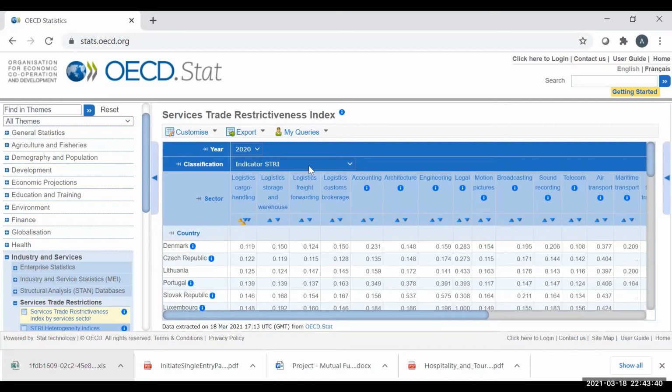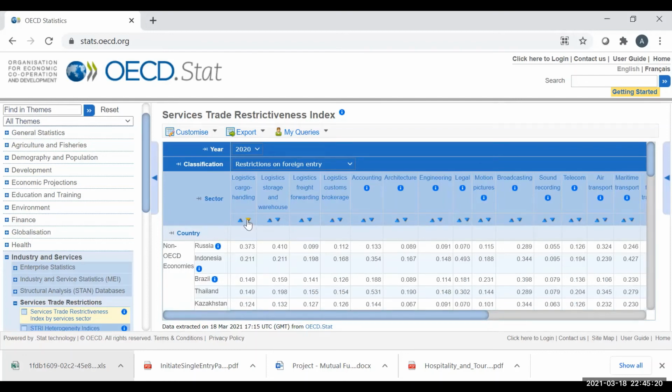So currently we can see the total indicator STRI for 49 countries across 22 sectors. There also is the option to see the STRI for individual parameter: restrictions on foreign entry, restrictions to movement of people, other discriminatory measures, barrier to competition, and regulatory transparencies. Let's see the STRI value for restrictions on foreign entry. So now we have the index value for restrictions on foreign entry.